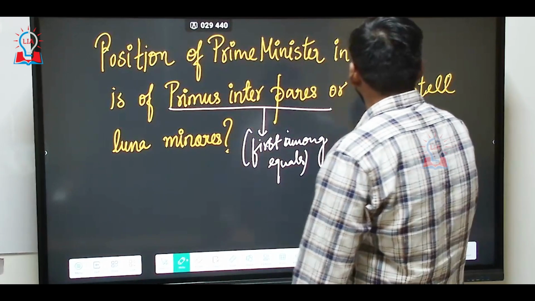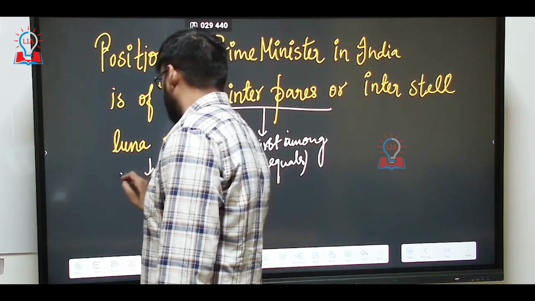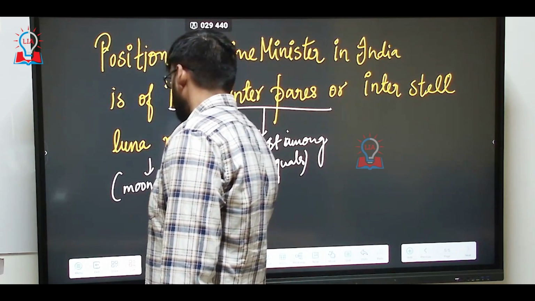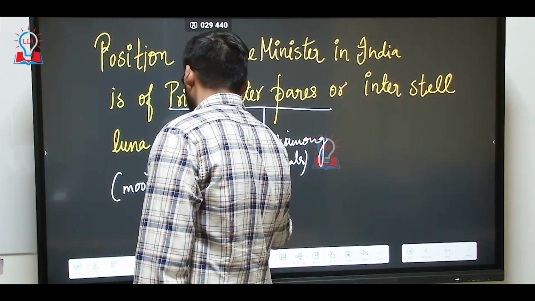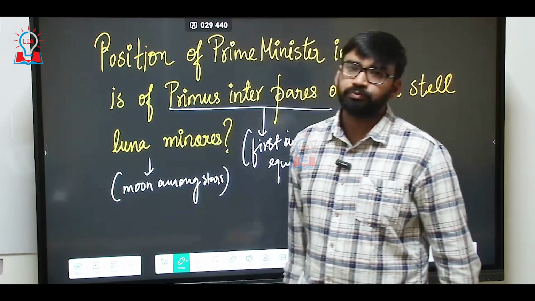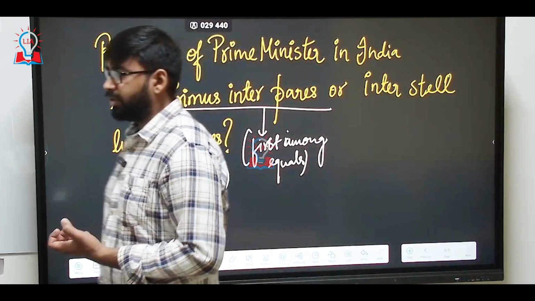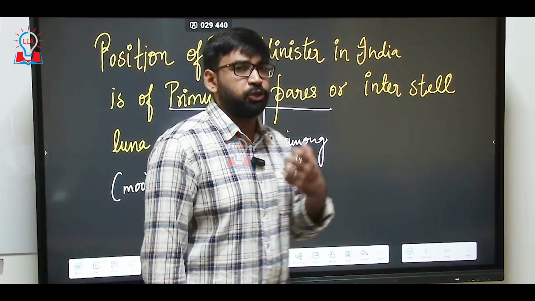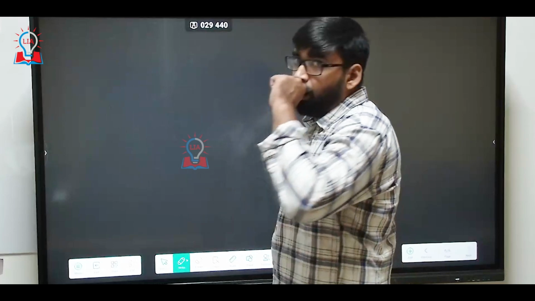Clear? Or interstellar minors. It means moon among stars. Now this is the issue. Now we need to understand this statement. This statement shows the position of prime minister as well as other ministers.